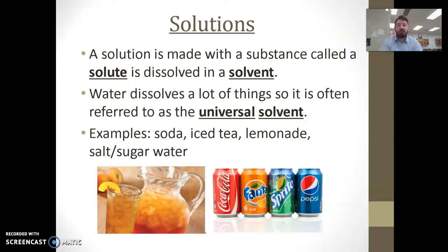And some examples of solutions, we have soda, iced tea, lemonade, any sort of salt or sugar water, because those are things that will dissolve. And you can notice these all will look uniform throughout. Now, if we're including the ice as part of our mixture here, then this would not be classified as a solution because the ice does not allow it to look uniform throughout. So that would make it a suspension, which we'll talk about in a little bit.